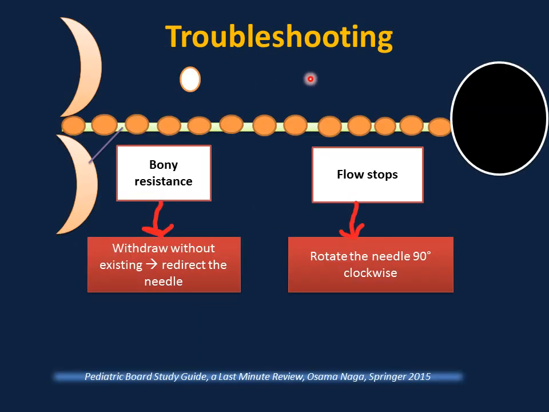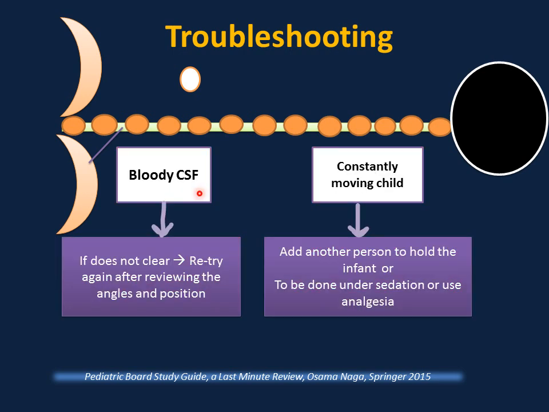Problems can happen while you are performing the procedure. So troubleshooting here: if you have a bony resistance and the needle is not going any further, do not insert anymore, just back up slightly, withdraw without exiting, and redirect the needle to the correct angle. If you obtain CSF and then the flow stops, do not remove the needle, just rotate the needle 90 degrees clockwise and it's very likely to have the CSF flow back. If the CSF is bloody and is not clearing, retry after reviewing the angles and position.